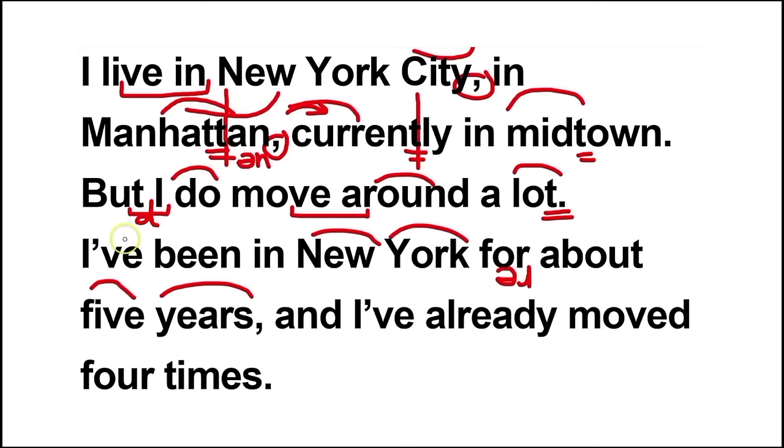So these three words, I've been in, are very quick, they're unstressed. New York: the pace slows down a bit there, so those words are longer because they're stressed. Then, for about. Those two words, unstressed, are again quite quick. And then, five and years are both given more time because they're stressed.